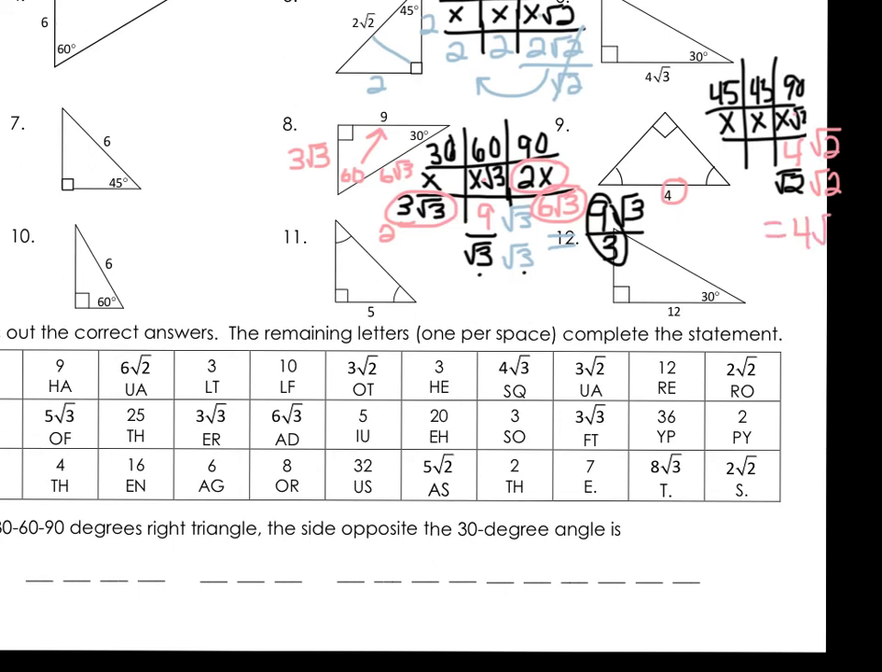So we'll have 4 square root 2 on top, and on bottom we'll just have 2. But 4 over 2 is 2. So the answer for each of the sides is 2 square root 2 and 2 square root 2.